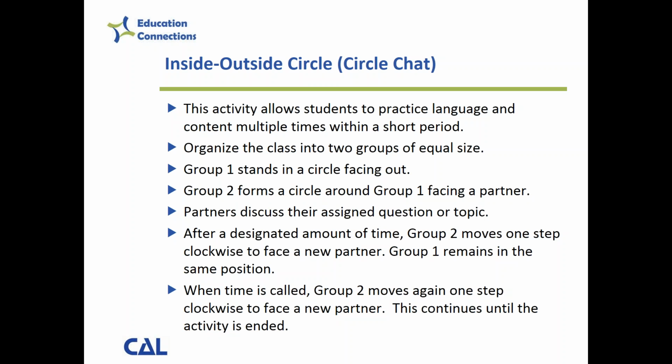Then either the inside circle or the outside circle takes one step clockwise, and students are paired with a new partner, and they do the same prompt again. This time, they should be more proficient at it. The English learner has heard it modeled. The newcomer might even have had a chance to speak with somebody who is more fluent than he or she and will be able to repeat that answer. And this can be done several times until you decide that the activity is over.